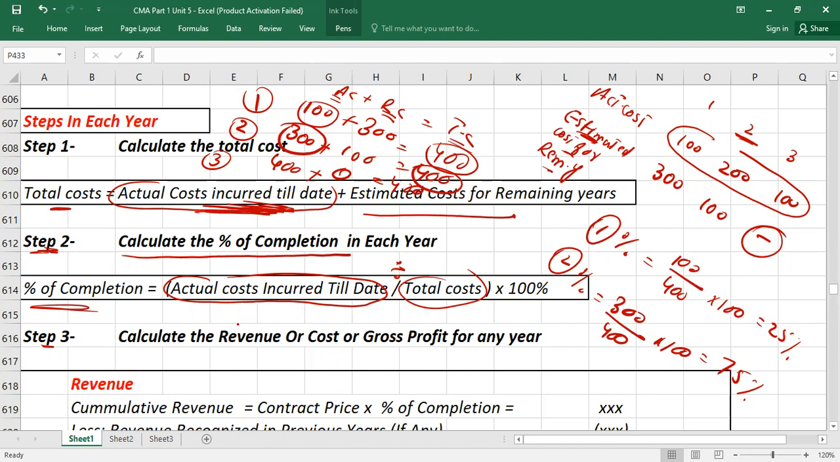Understood? What's the formula for percentage of completion? Can you read the formula? Actual cost incurred till date divided by total cost. And I told you how to get total cost in step number 1. Right or wrong? And I also told you how to get actual cost incurred till date. Clear? Now step number 3.